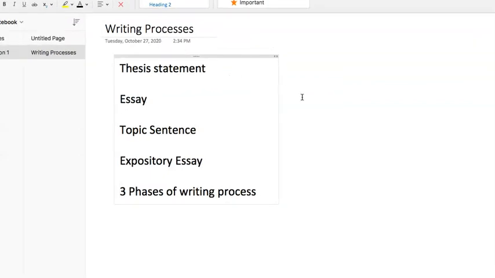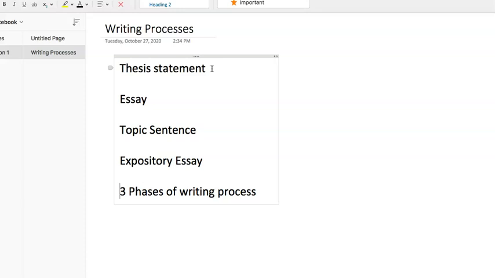All right, writing processes for the exam. So start off with thesis statement. You definitely need to know what a thesis statement is, and a lot of this revolves around the extended response that you'll have to write. The thesis statement is an opinion that will later be backed up by facts.